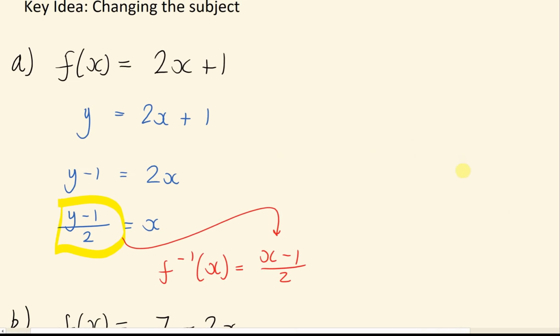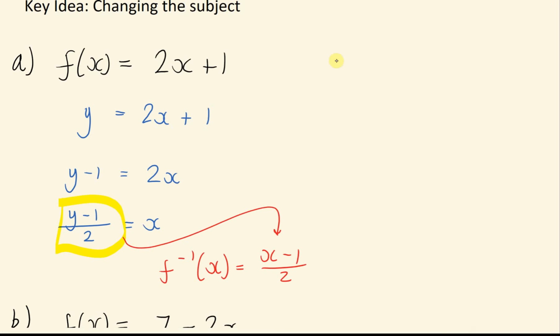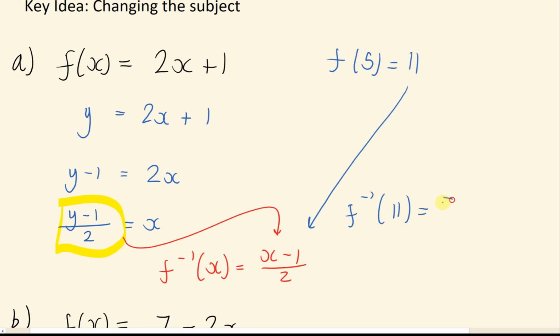And just a quick aside, it's important to be aware of what the inverse function does. So basically, if I worked out f of 5 in this function, that would be double 5 plus 1 is 11. If I then plugged 11 into my inverse function, if I did f to the minus 1 of 11, I would always get 5 out. So if you plug this output into the function, you will get your input.